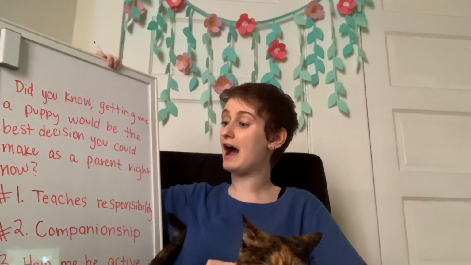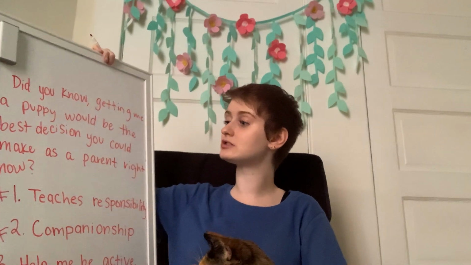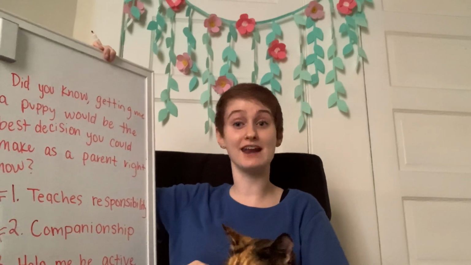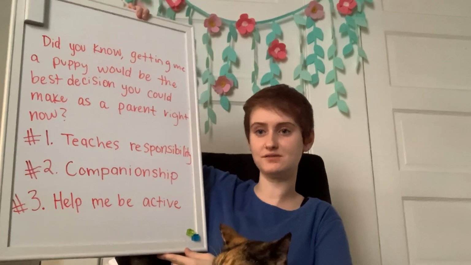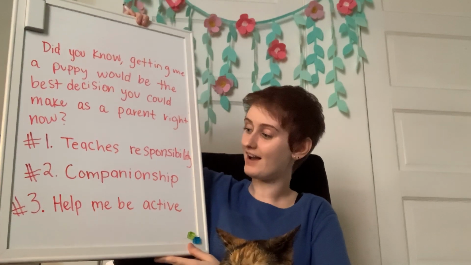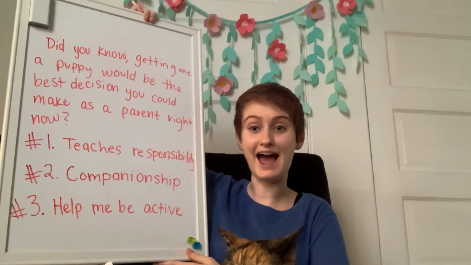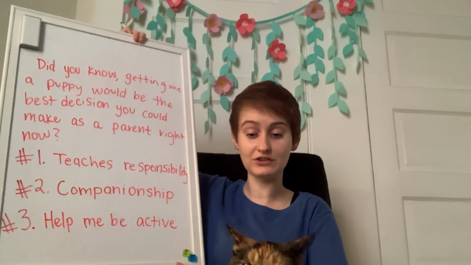So our outline so far says, did you know getting me a puppy would be the best decision you could make as a parent right now? And then we have our 3 reasons, which says 1, teacher's responsibility, 2, companionship, which remember is like friendship, and number 3 is to help me be active. So I think those are some pretty compelling reasons why we might be able to convince my mom to let me get a puppy.